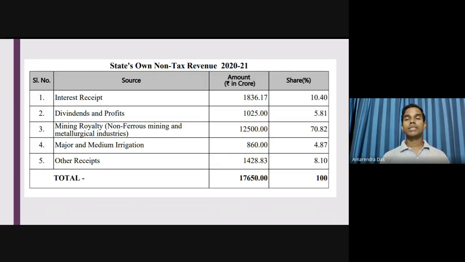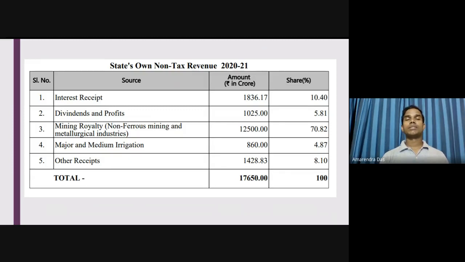Now, for some states like Odisha, mining royalties is a major source of revenue. So for Odisha, we are getting about 12,500 crores. Basically, at least we are expecting that much. So within non-tax revenue, you see that mining is contributing quite a huge amount. You can imagine that Odisha's budget is 1,50,000 crore, out of which Odisha is getting about 12,500 crores, so it is a big amount.